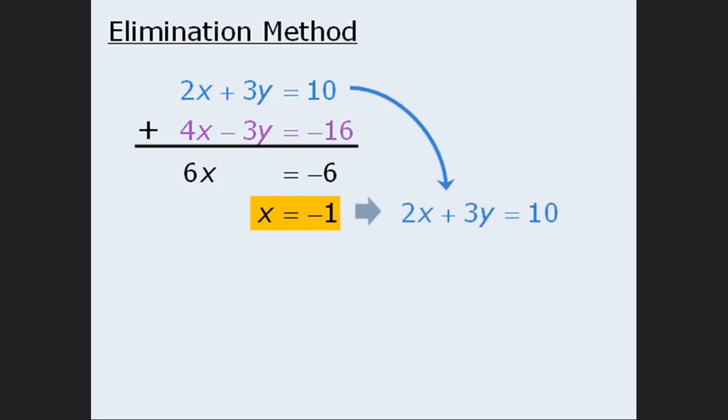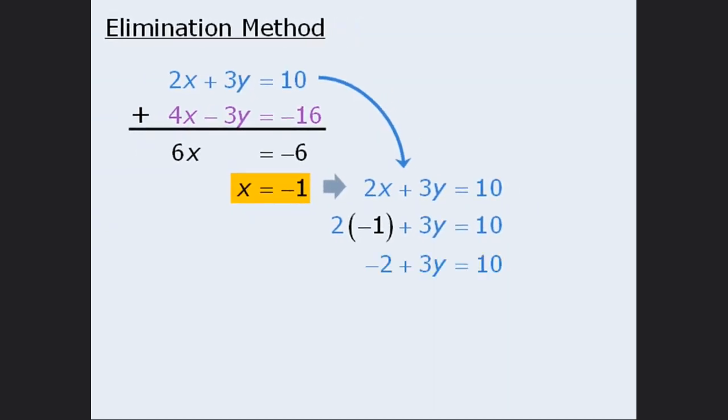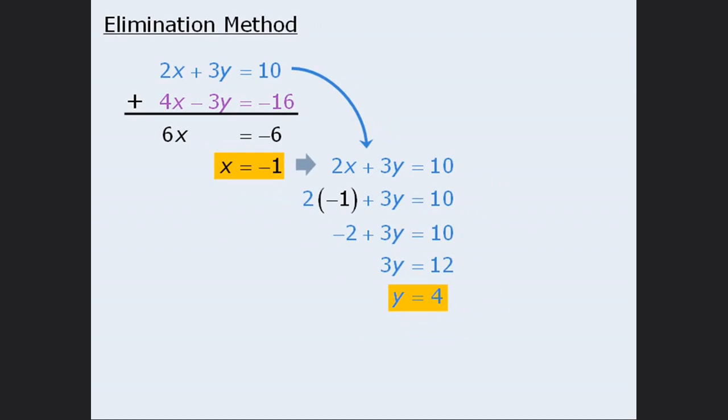Let's use this equation, since its numbers look a little more manageable. So when we replace x with -1, we get an equation we can solve for y. First, we'll simplify the left-hand side, then we'll add 2 to both sides, and finally we'll divide both sides by 3 to get y equals 4. So the solution here is x equals -1 and y equals 4.